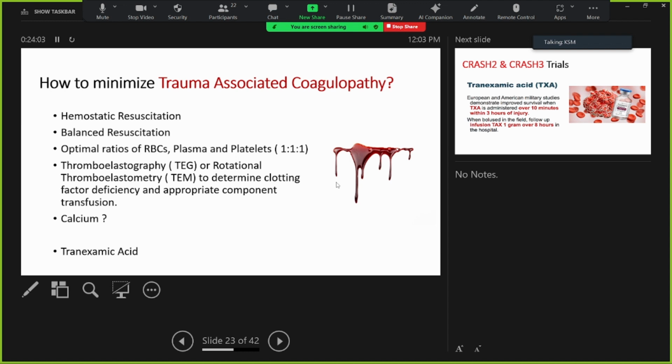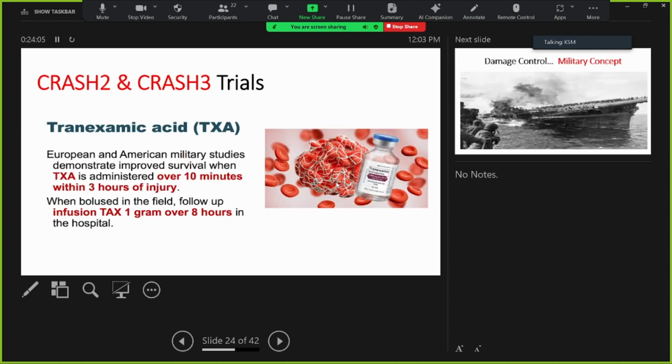And the other one is tranexamic acid. Yes, there have been some trials, the CRASH 2 and 3 trials, that have proven it, and of course for this one again there are different thoughts. Some people do not believe it has a benefit, but most of these trials have proven tranexamic acid has a place in managing coagulation. It is best given within the first 3 hours, 1 gram over 10 minutes, and then 1 gram over 8 hours as an infusion.